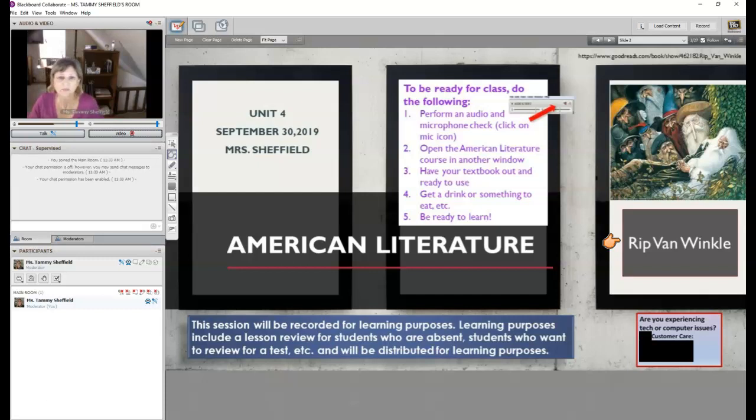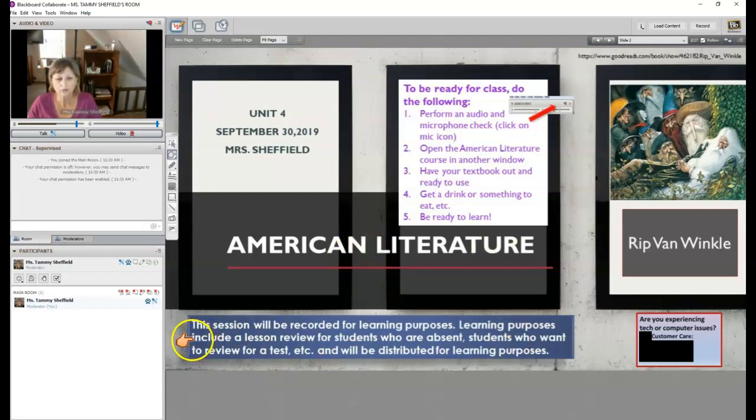Anyway, when they come into my classroom, I always have a screen that's very similar to this. It has the unit that we're working on, the date, some instructions to get them started, sometimes an interesting picture. Sometimes I have a chat prompt where they will respond to a question in the chat, and it's usually something to deal with the unit we're working on.